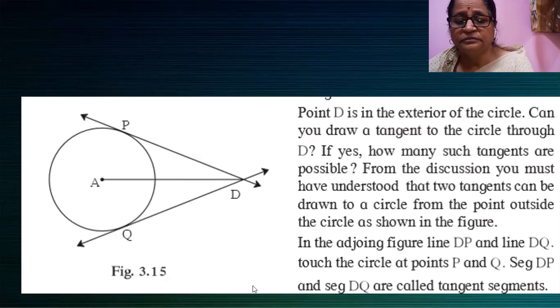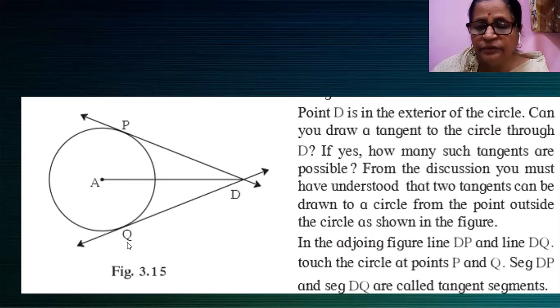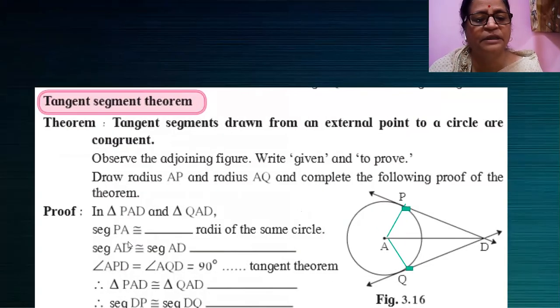And then what you will see, these two segments are touching the circle at the points P and Q, where A is the center. Then these two segments, PD and DQ, are called tangent segments. What is this? This is a tangent and this is also a tangent. These two are tangents of the circle and touch at the P point and Q point. Then we will see the next theorem on this.